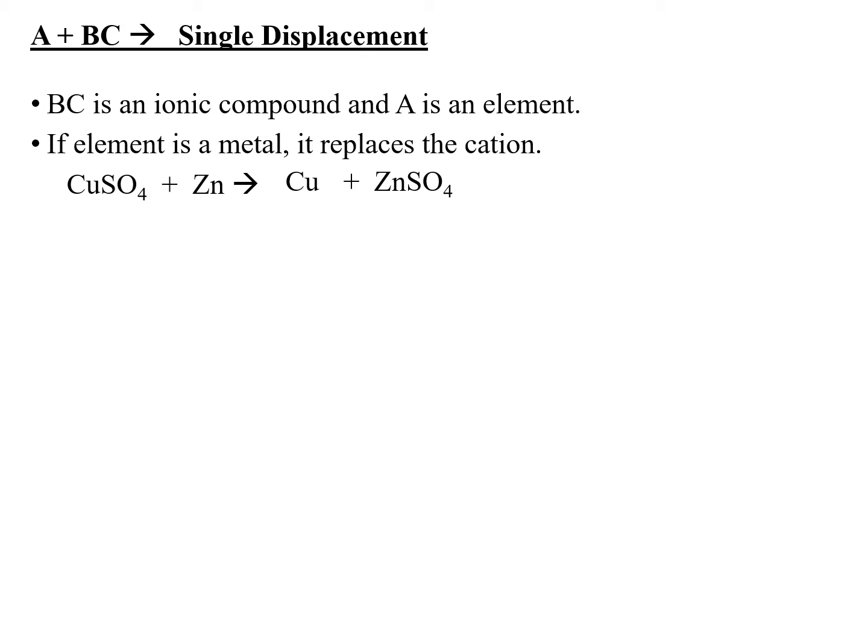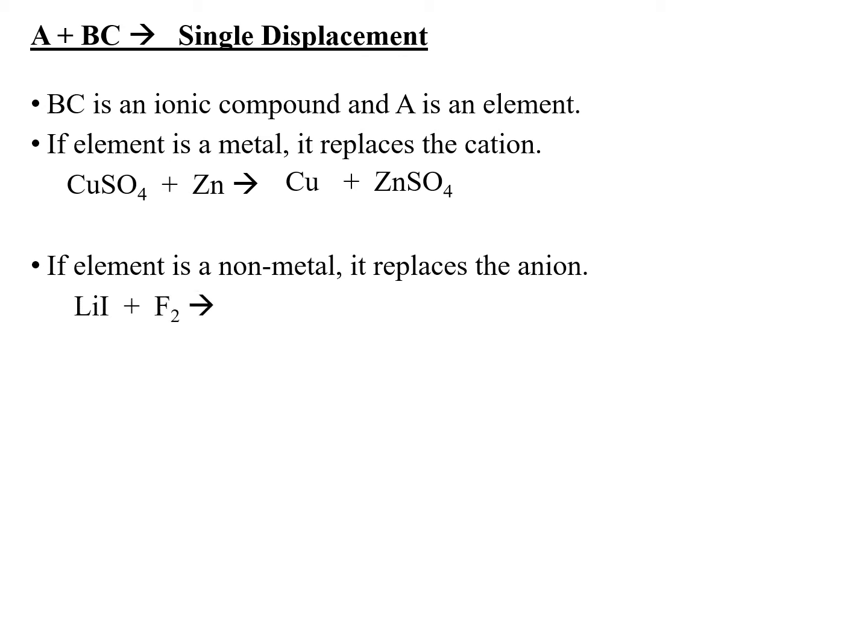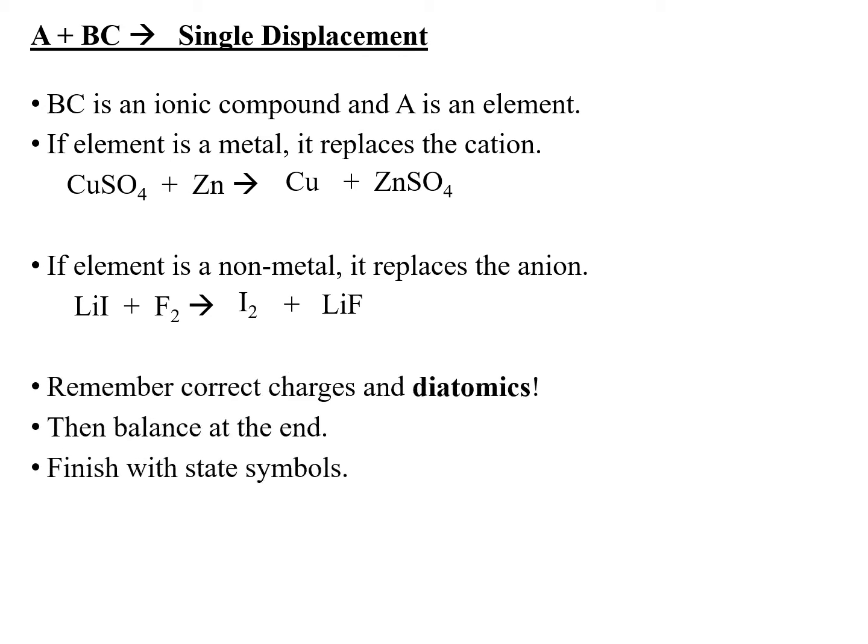And notice how we consider the charges. Zinc always forms a charge of +2. Sulfate was a -2. We do the crisscross and simplify. That's how I got the zinc sulfate. If the element is a nonmetal, on the other hand, the nonmetal element will replace the nonmetal in the compound. So iodine is replaced by fluoride ions. Don't forget your diatomics, and don't forget to consider the charges every time you write the formula of a new ionic compound. And then we balance finally.